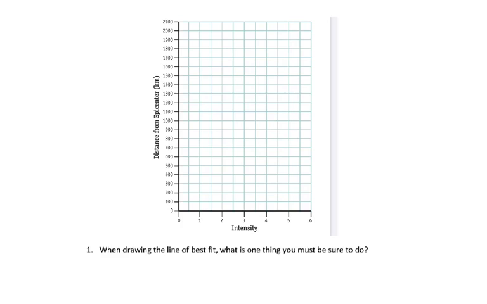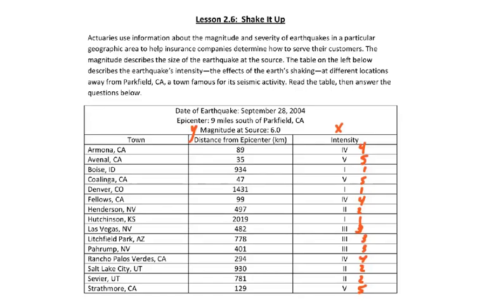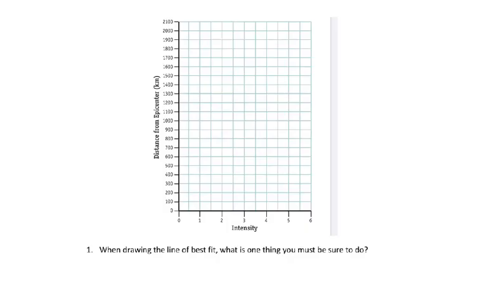So the first one was Armona. It was an intensity of 4 and 89 miles away. So we go over to 4, up to 89. This is an estimate. And then we're going to do all of the other ones the same way. So if it was me, I would pause the video and graph the other dots.